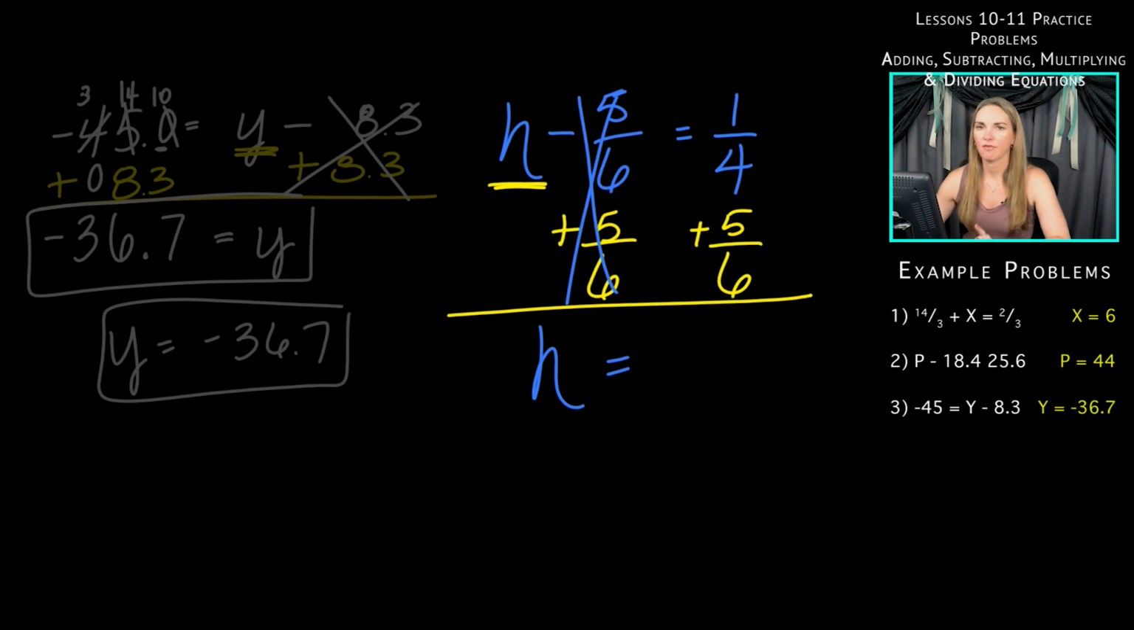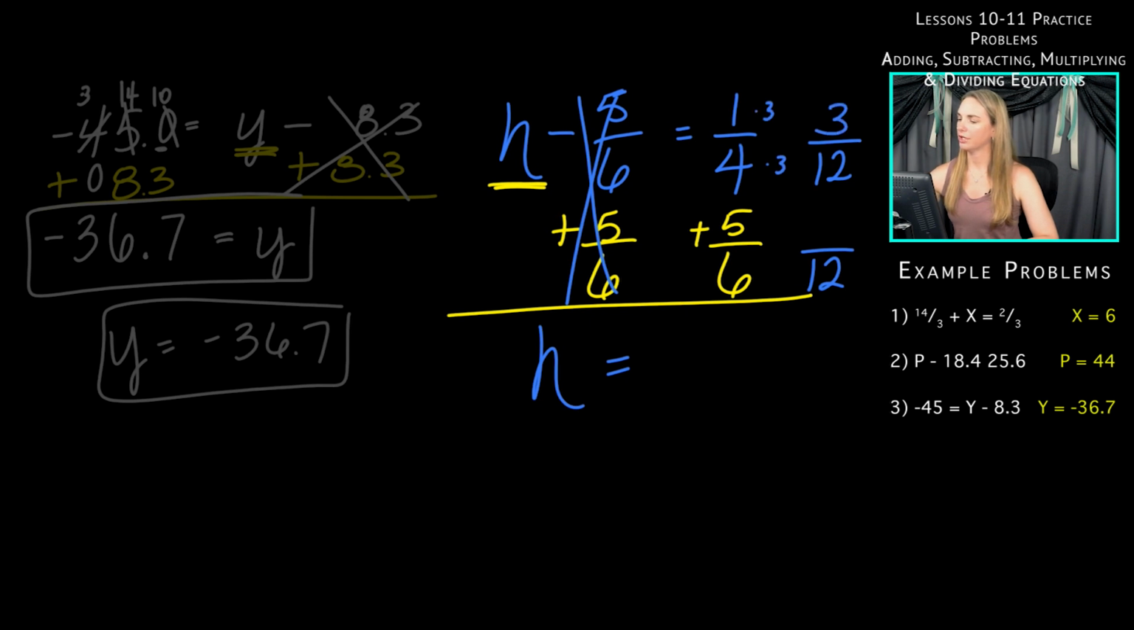Now, I can't add fractions without finding a common denominator. So right here between 4 and 6, my common denominator is 12. 4 times 3 is 12, so 1 times 3 is 3 in the numerator. 6 times 2 is 12, so 5 times 2 is 10 in the numerator. So now let's go ahead and add these. So I have 3 plus 10 is 13. Add my numerators, keep my denominator, which is 12.